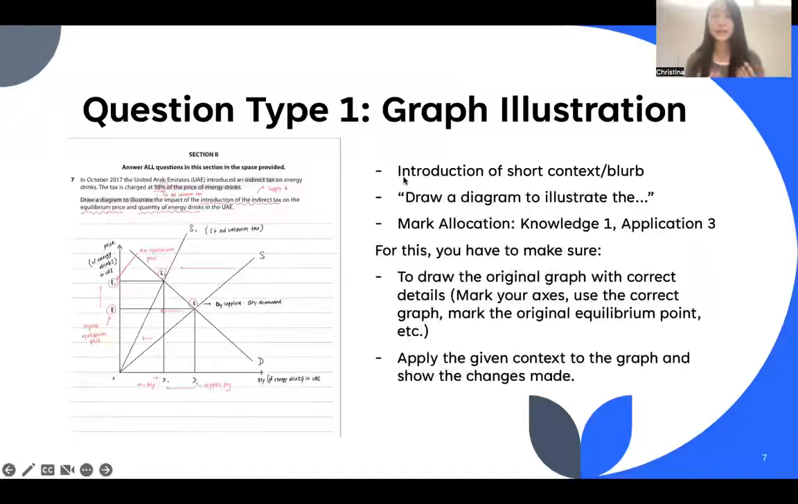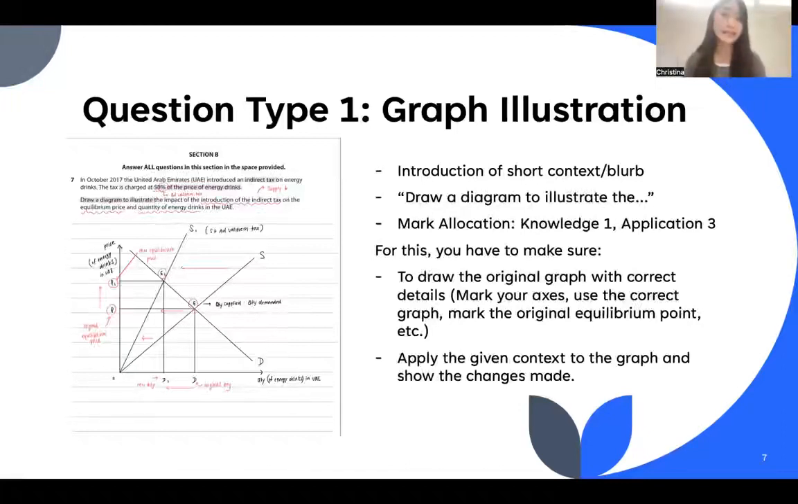그래서 first they're gonna say like a sort of blurb, like there's gonna be an introduction of short context. 처음에 이렇게 배경을 조금 설명해 줍니다. 여기서는 in October 2017, the United Arab Emirates, UAE, introduced an indirect tax on energy drinks. So don't worry if you don't know what indirect tax is. We're gonna go over that later. Right now, we're just gonna go over what is required of us, right? And what we need to notice when we're reading these questions.